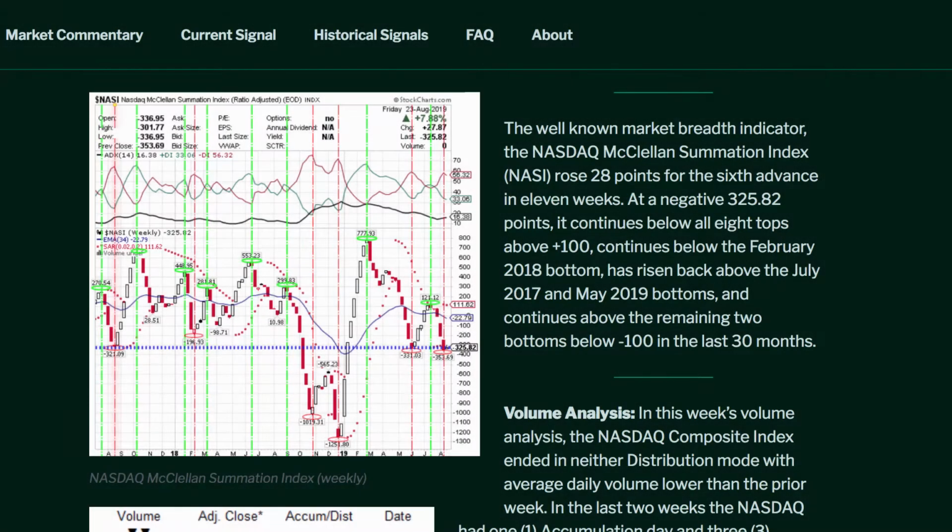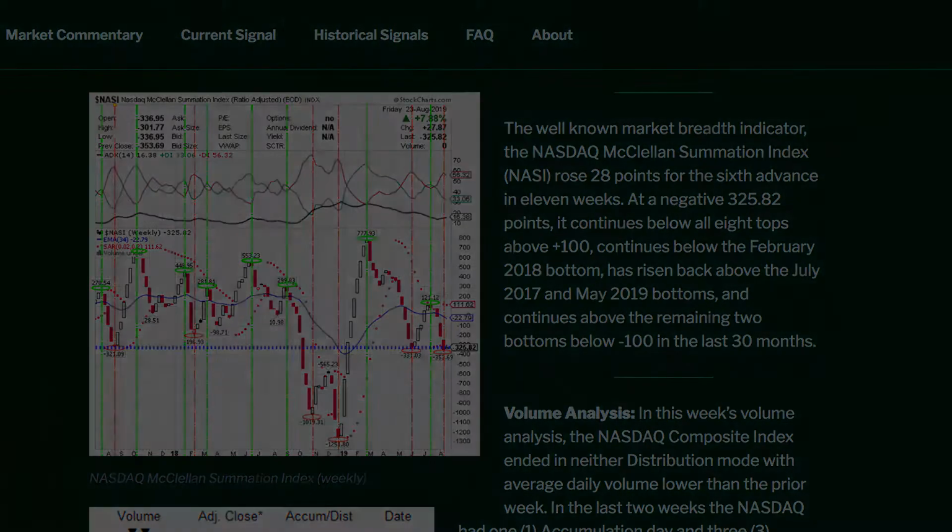The well-known market breadth indicator, the Nasdaq McClellan Summation Index, rose 28 points for the 6th advance in 11 weeks. At a negative 325.82 points, it continues below all 8 tops above plus 100, continues below the February 2018 bottom, has risen back above the July 2017 and May 2019 bottoms, and continues above the remaining 2 bottoms below minus 100 in the last 30 months.